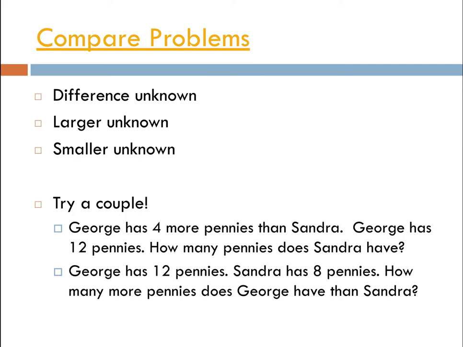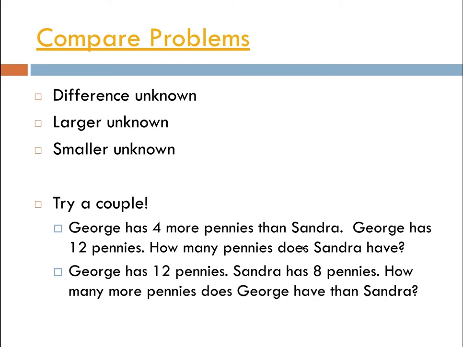So the first one, George has 4 more pennies than Sandra. George has 4 more than Sandra. What is given to you? Difference is given to you, right? And it says George has 12 pennies. How many pennies does Sandra have? George has 4 more than Sandra. So we know George's 12 pennies is a larger part, right? So that is known, and difference is 4, so that is also known, but smaller is unknown. Sandra's money is a smaller amount, and that is unknown.